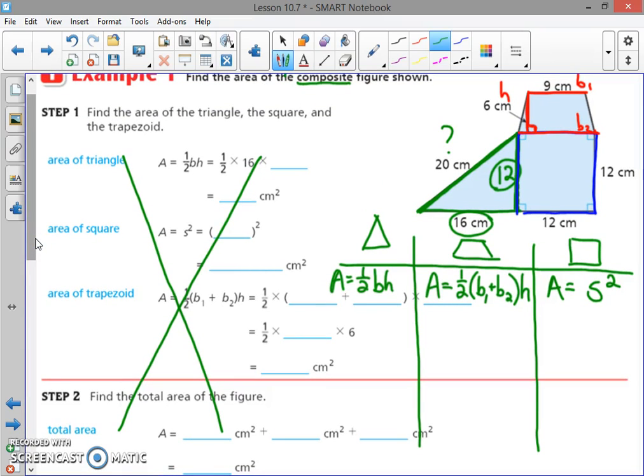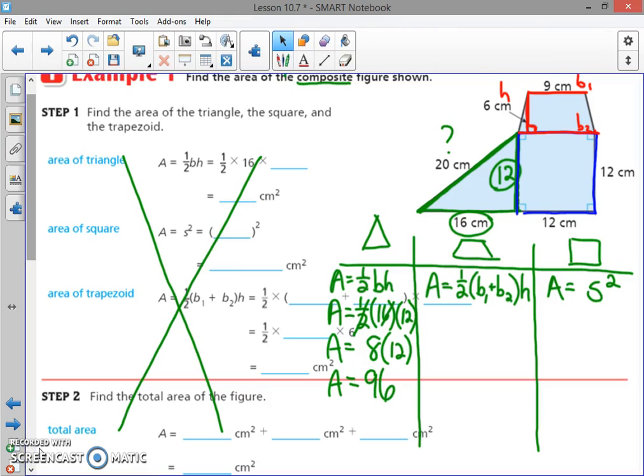So area of a triangle. Remember, you're going to copy it each time, and you should have loose leaf paper out. The base is 16, and the height is 12. Okay, so I'm going to take half of 16, which is 8, and then times it by 12. So my area of the triangle is 96 centimeters squared. Okay, so that area of the triangle, 96.